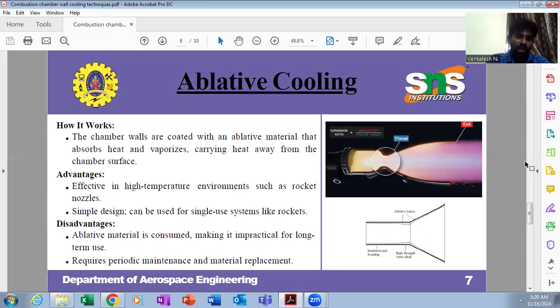Ablative cooling: the chamber walls are coated with an ablative material that absorbs heat and vaporizes, carrying heat away from the chamber surface. Advantages: it is effective in high temperature environments such as rocket nozzles, has a simple design, and can be used for single-use systems like rockets. Disadvantages: the ablative material is consumed, making it impractical for long-term use, and it requires periodic maintenance and material replacement.